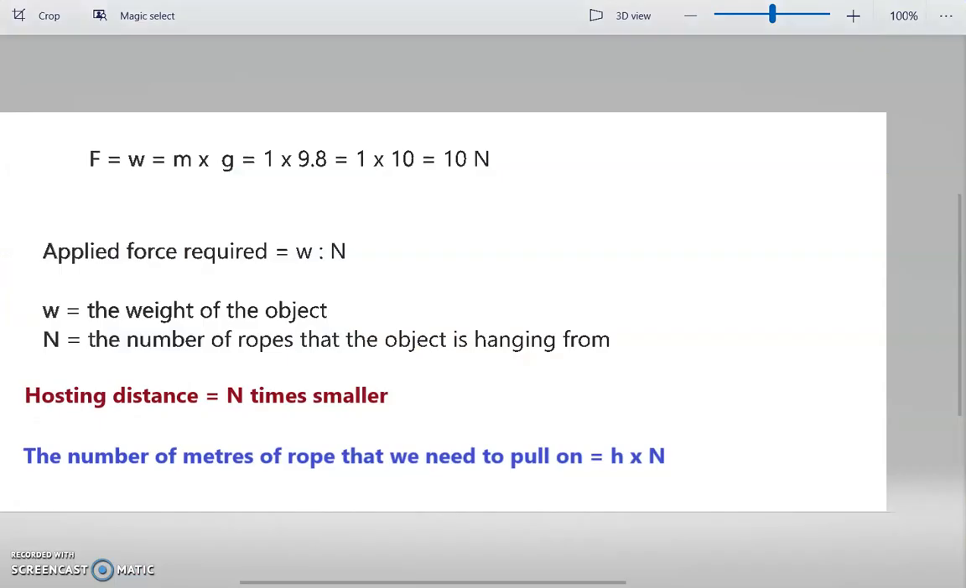So here is the relationship. The number of meters of rope that we need to pull on is the hoisting distance times n, assuming that the hoisting distance is a constant.